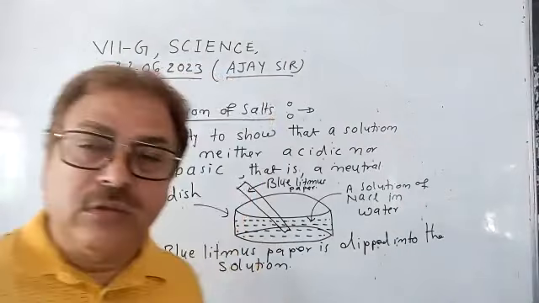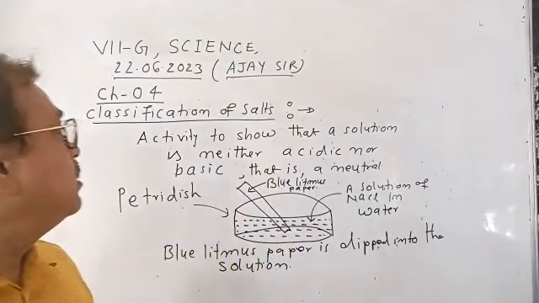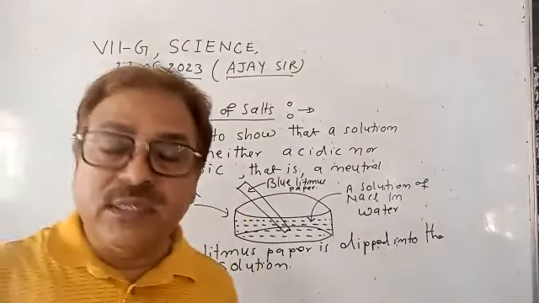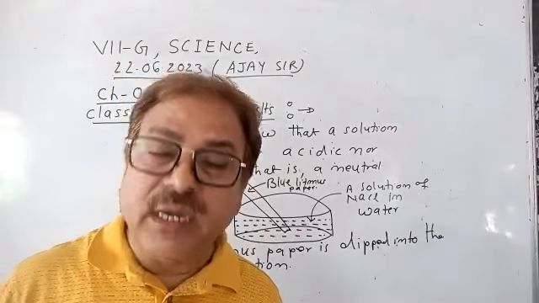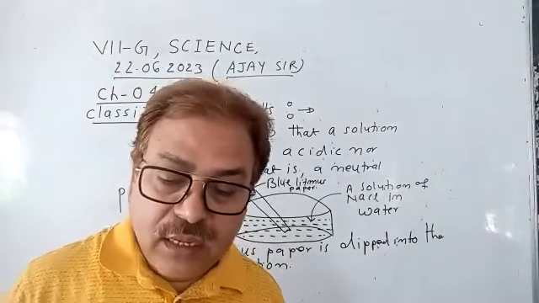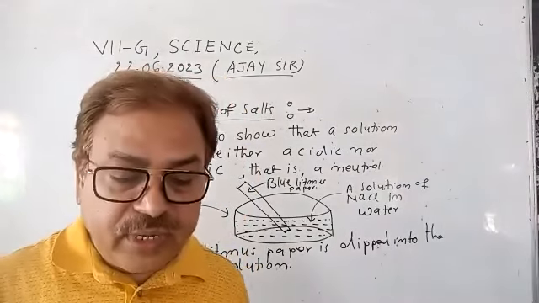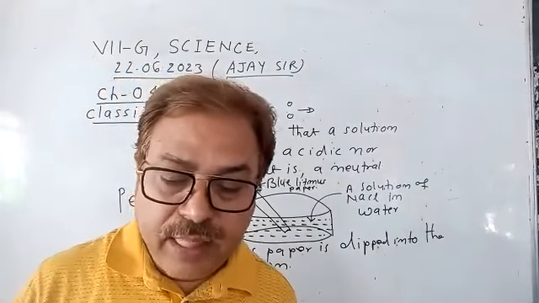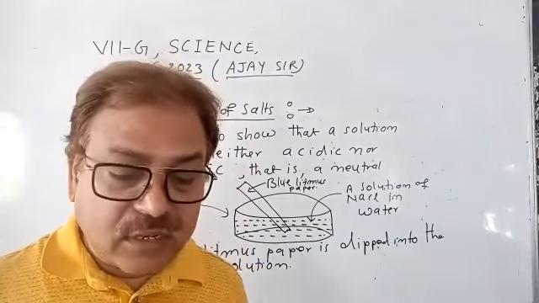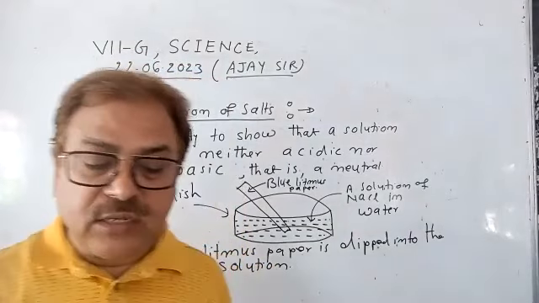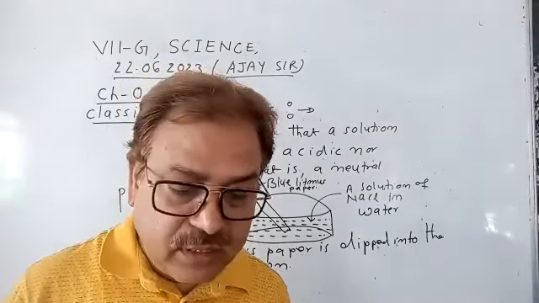Now take care during the classification of salts. We have first taken the neutral salt. The salt formed by the reaction of a strong acid with a strong base is called a neutral salt. The solution of a neutral salt in water is neither acidic nor basic, so such a salt solution does not change the color of litmus paper.